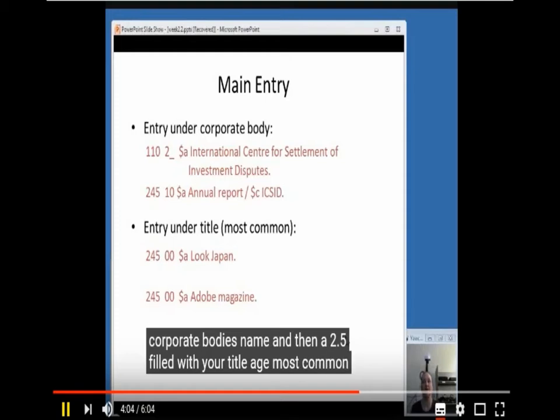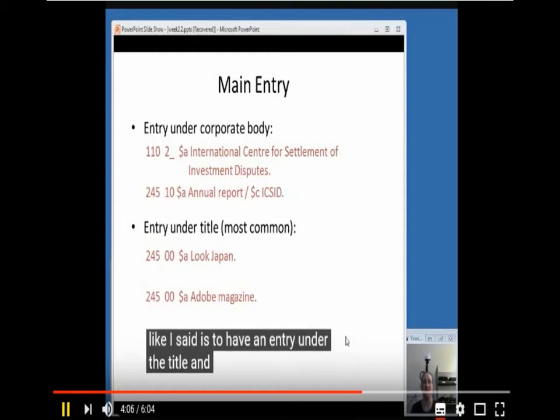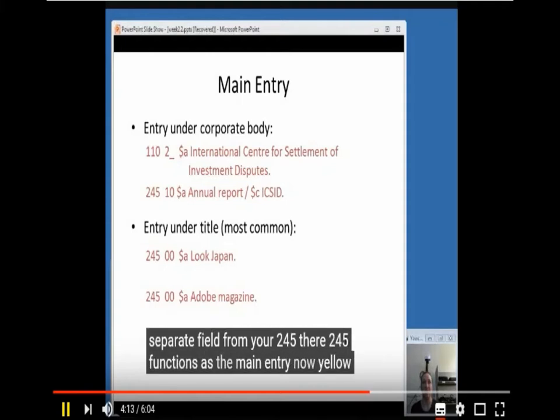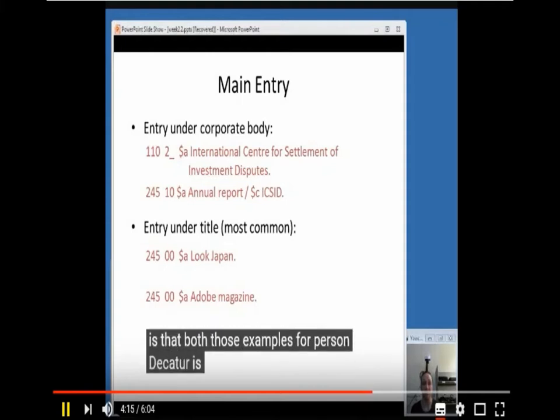Most common, like I said, is to have an entry under the title, and then you don't need a separate field from your 245. Your 245 functions as the main entry. You'll notice that in both of those examples, the first indicator is 0. This means that the title is the main entry.